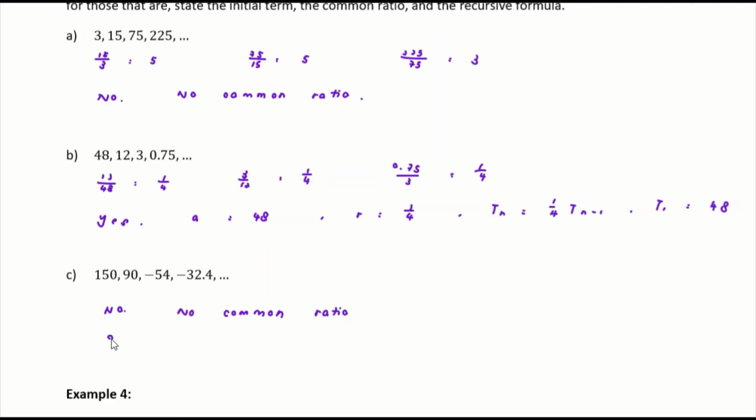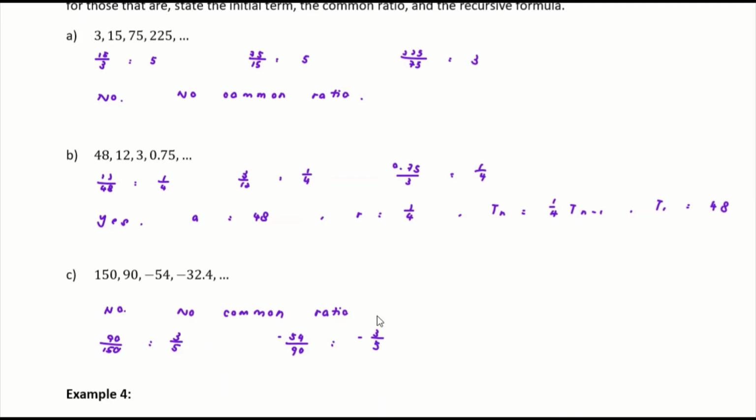So you can see 90 divided by 150, then you get 9, so 3 over 5. Then negative 54 divided by 90. From here you already get a different thing, because definitely you are going to get a negative in your answer. So it's still 3 over 5, but it's negative 3 over 5. So the common ratio is not the same.